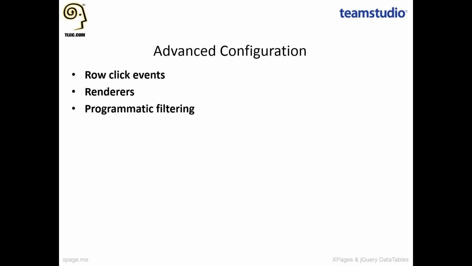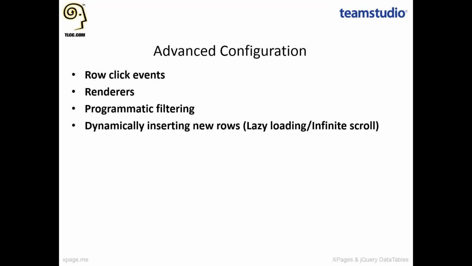We're going to take a look at programmatic filtering. So, for example, someone clicks a button somewhere and you need something to happen to a data table. You need to filter the data programmatically. Then inserting new rows. If you start out with a small data set, but you give users the ability to go out and get more data, whether it's scrolling or clicking more, that type of stuff.